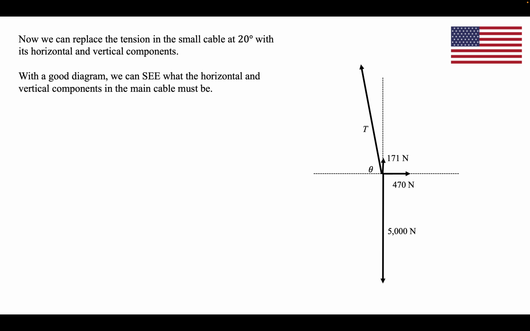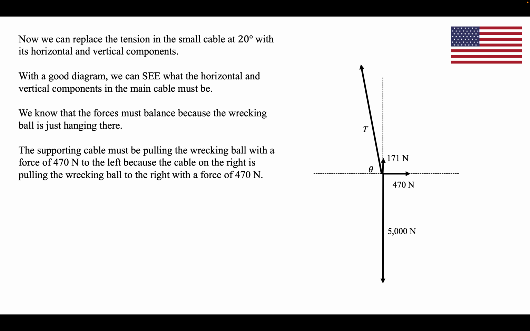Now, it's easier to see what's going on when you have a good diagram. What we want to get is the horizontal and vertical components of the tension in the main cable. And we know the force is balanced. We know the net force is 0. The ball is just hanging there.